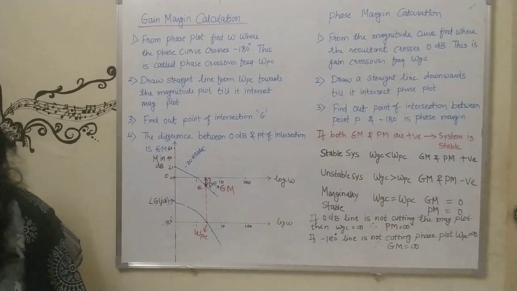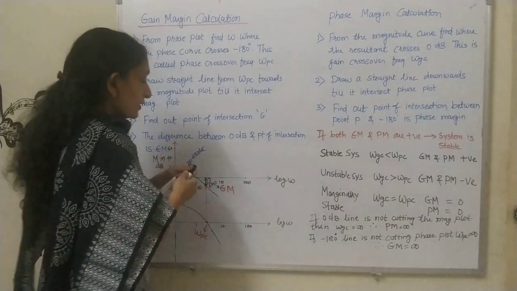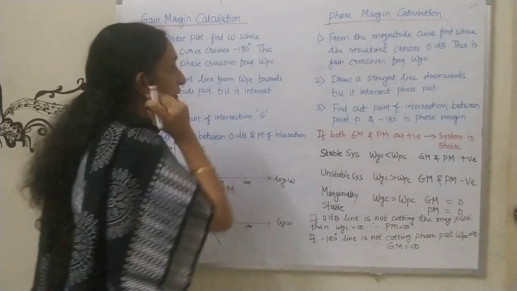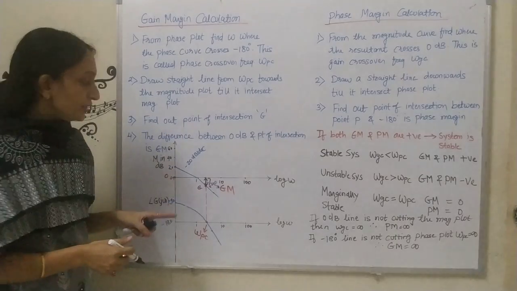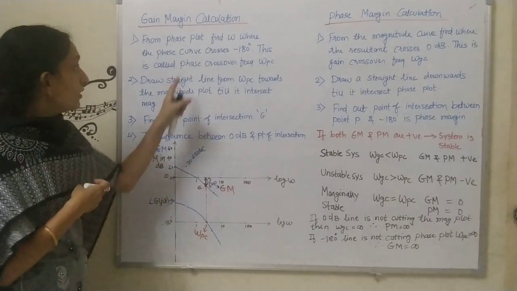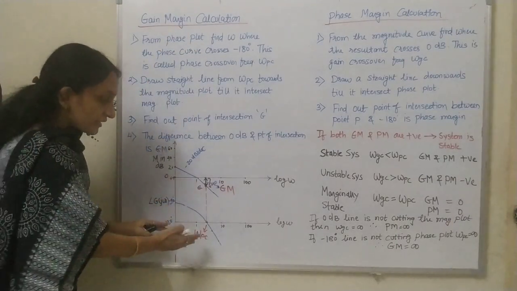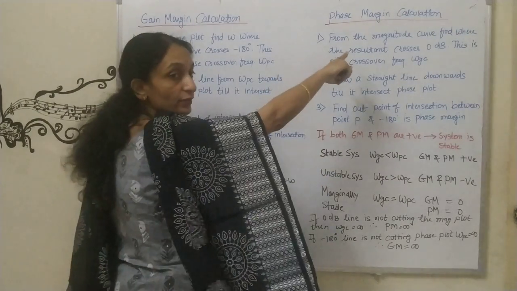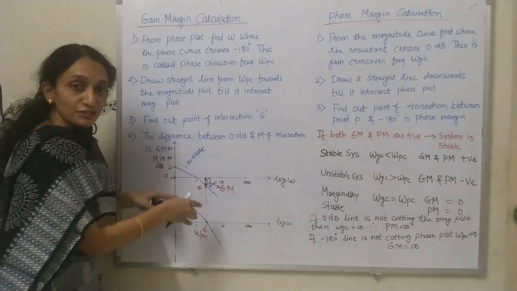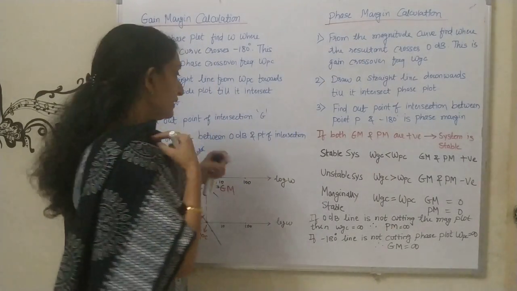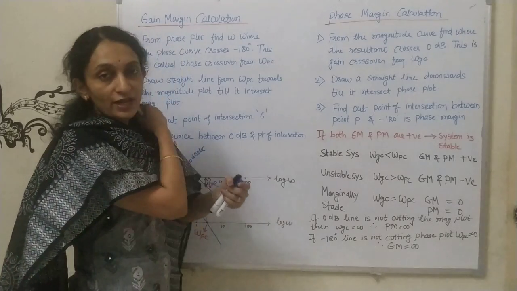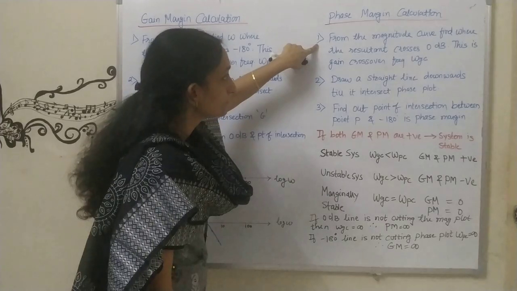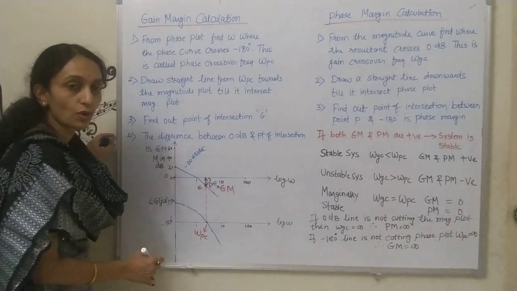Now next is the phase margin calculation. Look at this, phase margin calculation. I will follow the steps one by one. Number one: from the magnitude curve. The important thing is that for calculating gain margin we started with the phase curve, but for calculating phase margin we will start with the magnitude curve. Now I think you are getting why I told you to draw the magnitude and the phase plot on the same paper. So from the magnitude curve, find where the resultant crosses 0 dB.